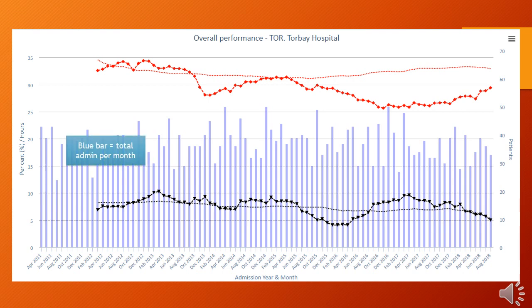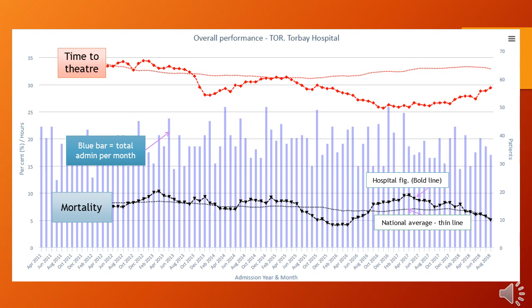The vertical blue bar gives you the total number of patients admitted per month. The black triangle with line at the bottom is the 30-day mortality for our hospital. The thin dotted line is the national average for 30-day mortality. The two red lines at the top are the time to theatre. One, which is in bold, is our time to theatre, and the thin dotted line is the national average.